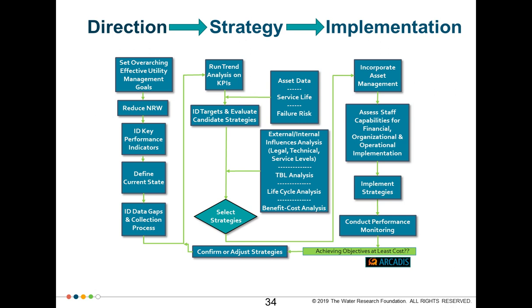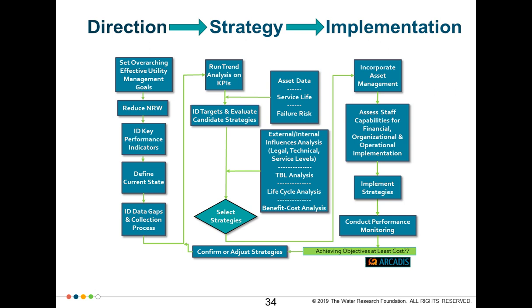Moving from left to right on this slide, regardless of regulatory requirements, the road to a successful water loss control plan begins with direction from utility management. Defining the current state of water loss performance is an essential first step that relies on sufficient data of high quality and long enough duration to discern trends in key performance indicators, or KPIs.